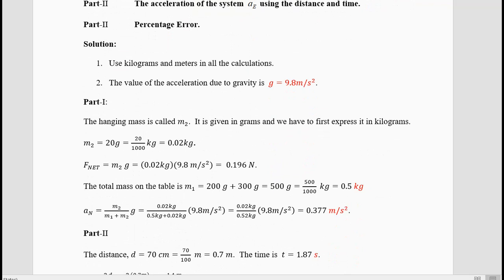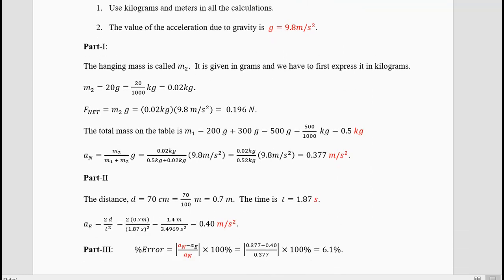Now part 1. The hanging mass is called M2. It is given in grams, so we have to express it in kilograms. So M2 equal to 20 grams, divided by 1000. 20 divided by 1000 is 0.02 kilograms. The net force comes from the hanging mass and nothing else. It is M2g, 0.02 kilograms into 9.8 meters per second square, which is 0.196 Newton. Do not round off, use the exact value.